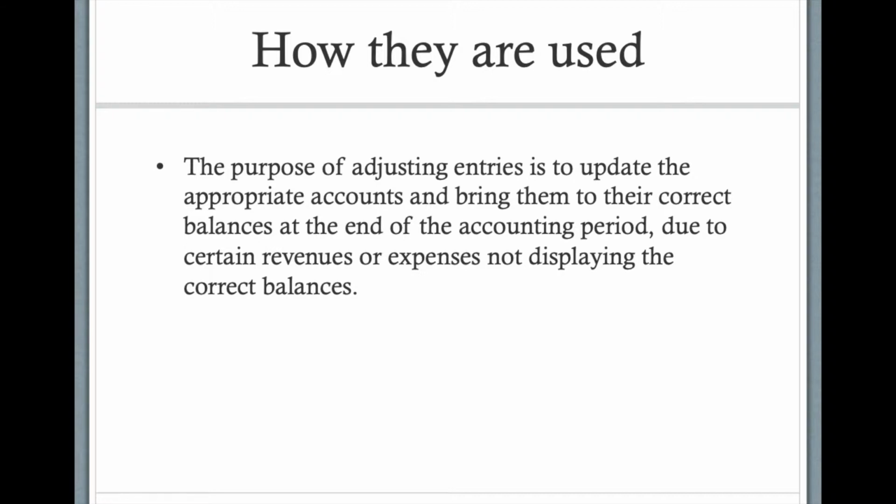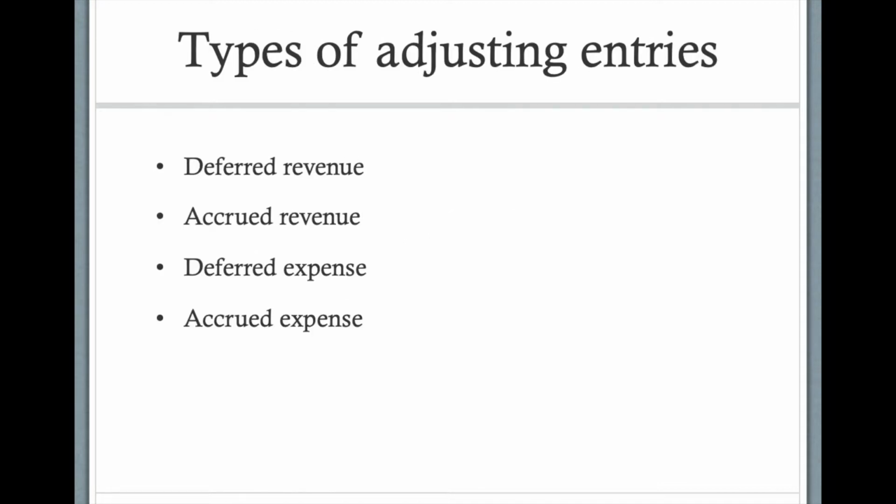The purpose of adjusting entries is to update the appropriate accounts and bring them to their correct balances at the end of the accounting period, due to certain revenues or expenses not displaying the correct balances. There are 4 types of adjusting entries. These include deferred revenues, accrued revenues, deferred expenses, and accrued expenses.